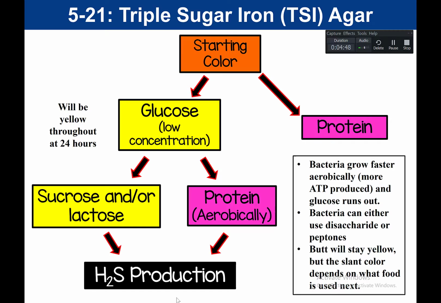If it is a yellow slant and a yellow butt, it's yellow throughout, and it has black, then it also is positive for H2S. So if we see black, black is going to be positive for hydrogen sulfide production. And at least the bacteria had to use the glucose in order for the H2S to be produced. So you know that underneath the black is always going to be yellow because the pH has to be acidic in order for the hydrogen sulfide to be produced.